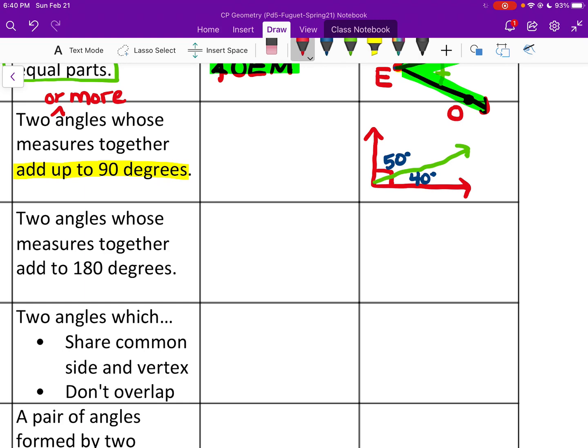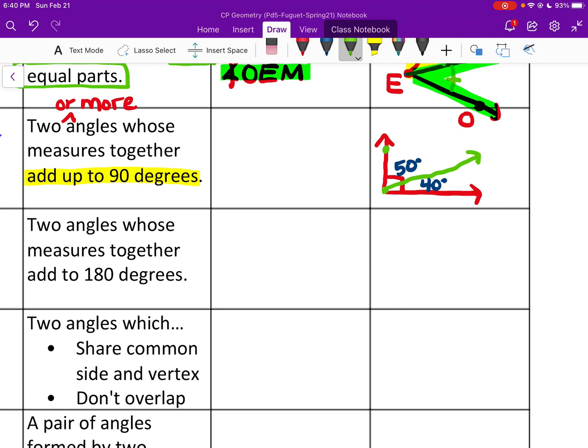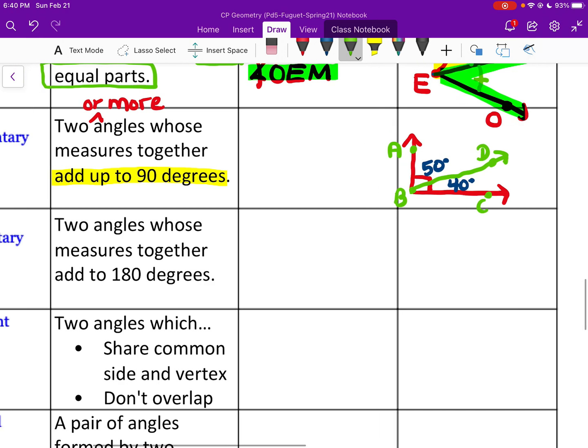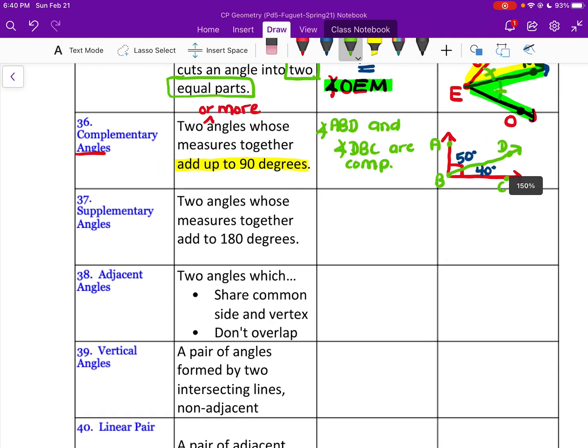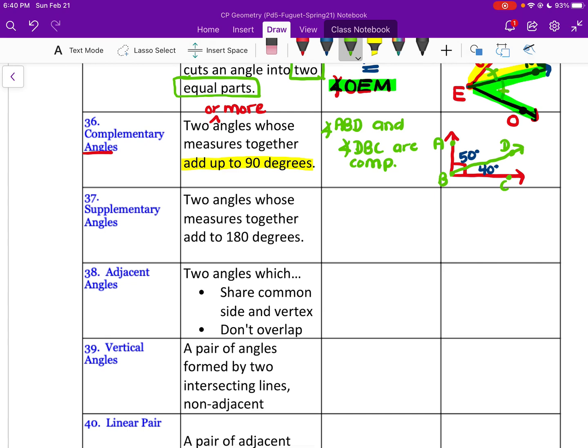Okay, so let's see, just to get us some more practice naming, let me put some labels here. So maybe A, B, C, and D. All right, so we can say angle ABD, that's our 50 degrees, and angle DBC, maybe we can call it, are complementary. And just for the sake of time, I'm just going to write "are comp." Right, so those two angles are complementary.